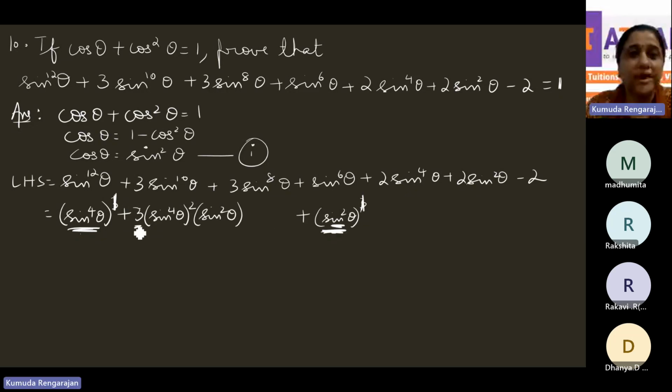So 3a squared. This is a squared. Why are we putting a square? Because it's the identity. 3a squared into b. B is this one, sine square theta.